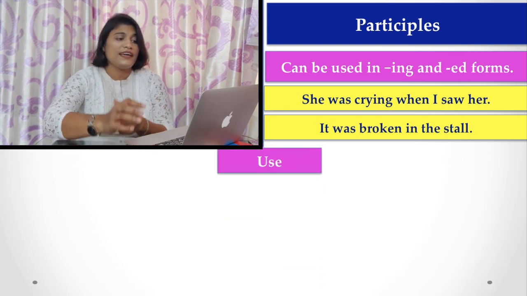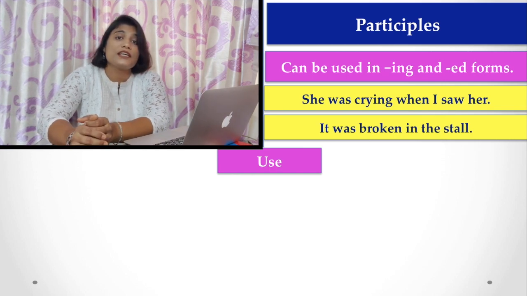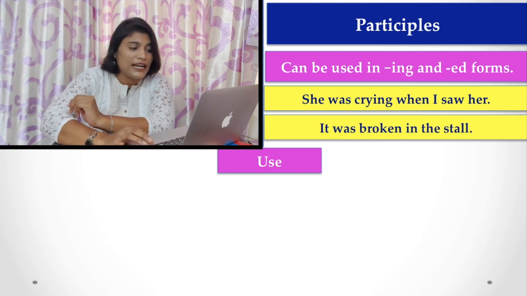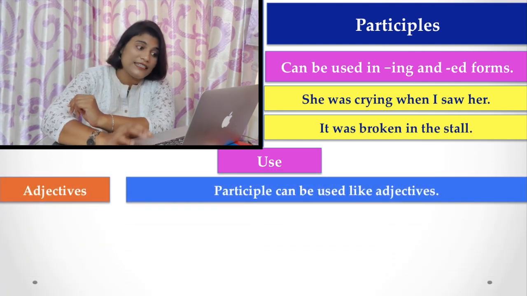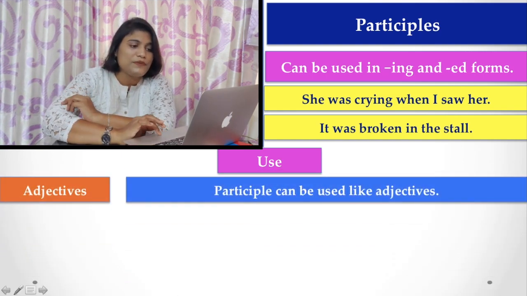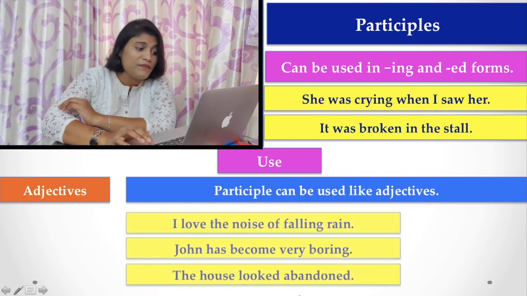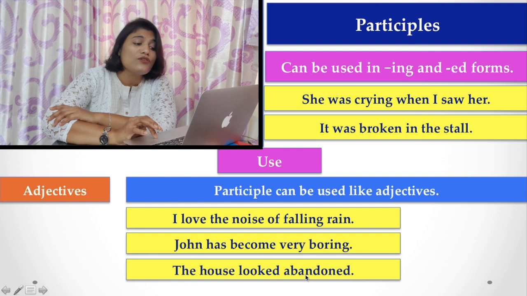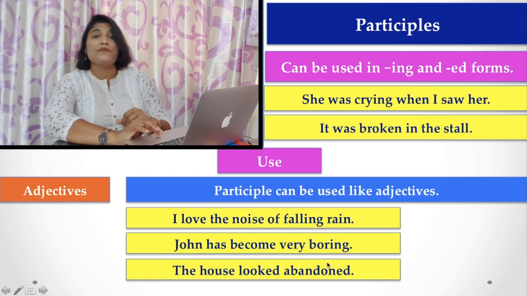Now, look at the examples where participle, in ing and ed form, is used as an adjective. This is a vital thing. Participle can be used like an adjective. For example, I love the noise of falling rain. John has become very boring. The house looked abandoned. Look at the examples here.